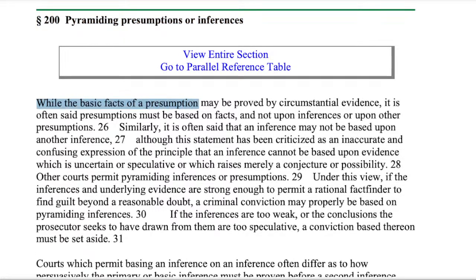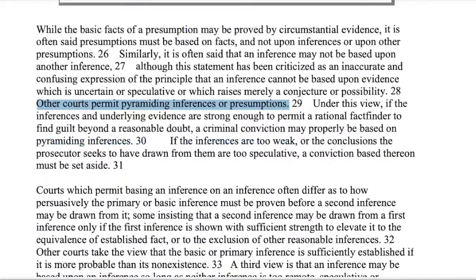While the basic facts of a presumption may be proved by circumstantial evidence, it is often said presumptions must be based on facts and not upon inferences or upon other presumptions. Similarly, it is often said that an inference may not be based upon another inference, although this statement has been criticized as an inaccurate and confusing expression of the principle that an inference cannot be based upon evidence which is uncertain or speculative, or which raises merely a conjecture or possibility. Other courts permit pyramiding inferences or presumptions. Yikes.